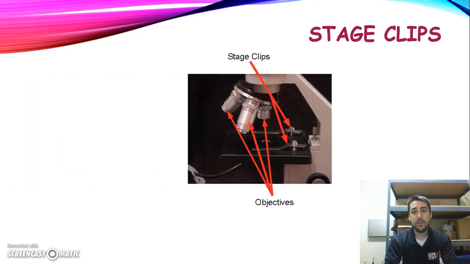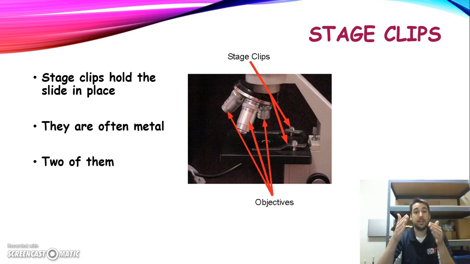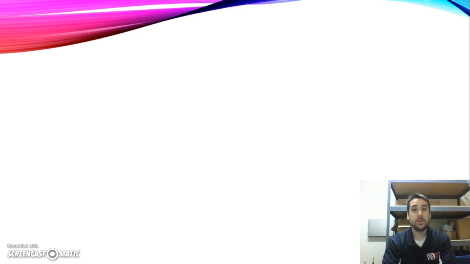Stage clips. Usually there's two of them. They're metal. They hold things in place. Some stage clips are actually really nice where you can lock your slide into place, and then there's a little twist bar so you can actually move it back and forth to see the whole field. See what you're looking at.